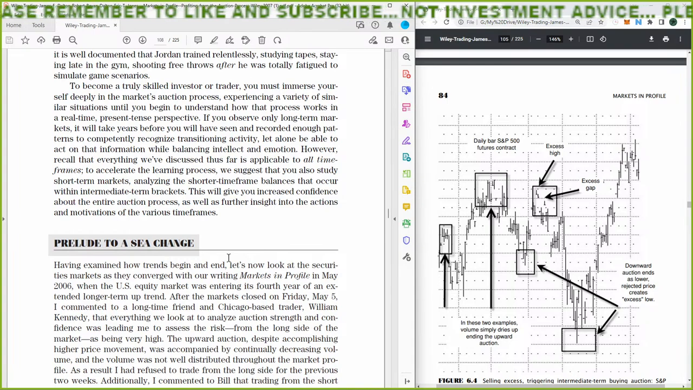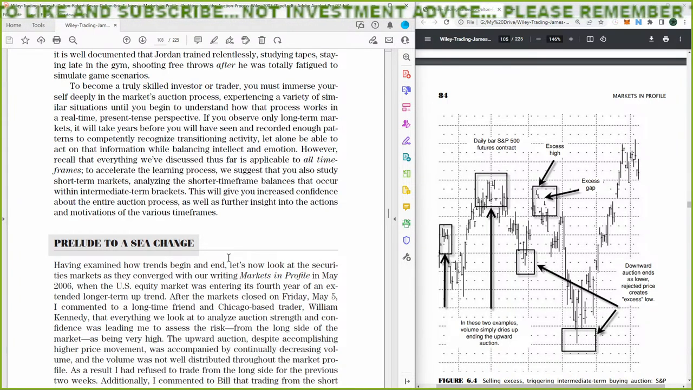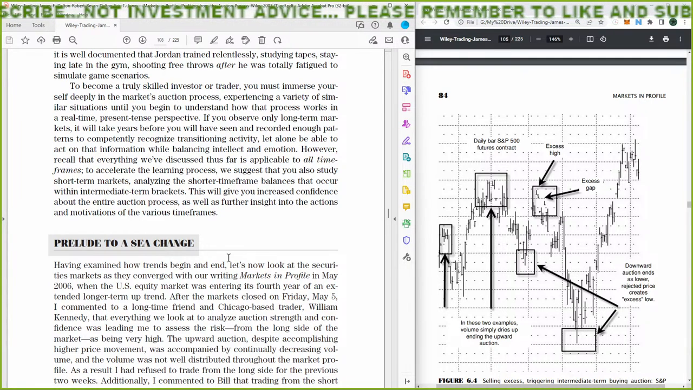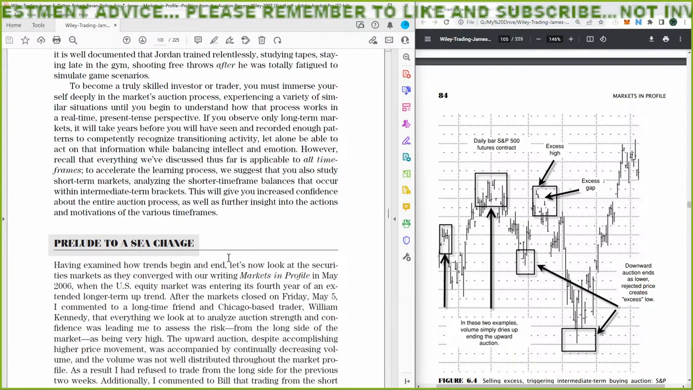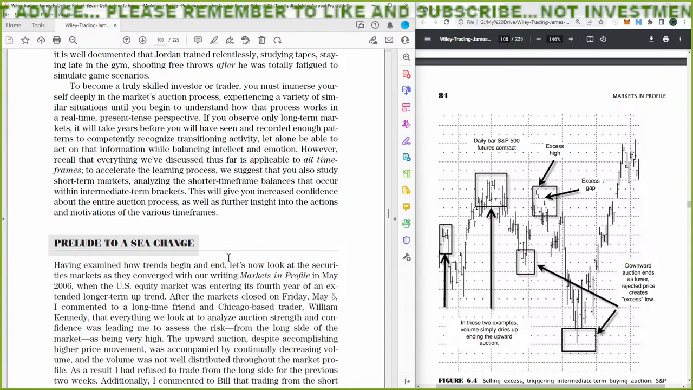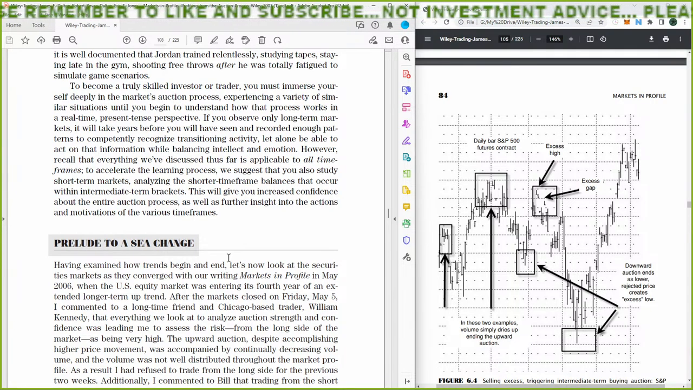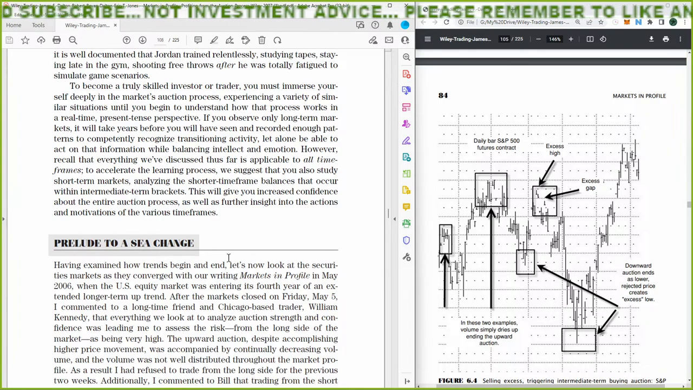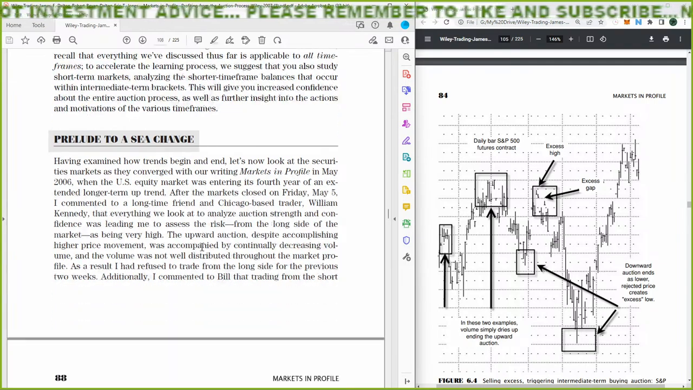However, recall that everything we've discussed thus far is applicable to all time frames. To accelerate the learning process, we suggest that you also study short-term markets, analyzing the shorter time frame balances that occur within intermediate-term brackets. This will give you increased confidence about the entire auction process, as well as further insight into the actions and motivations of the various time frames.